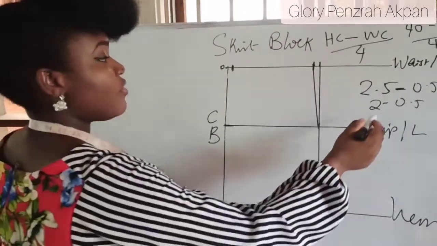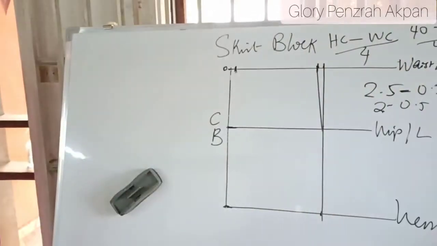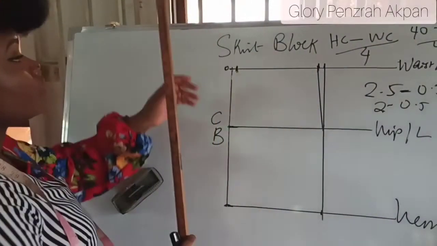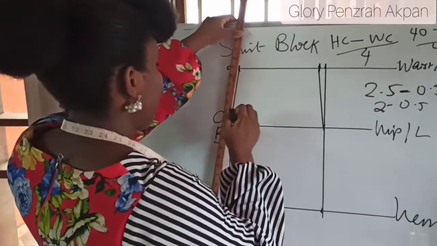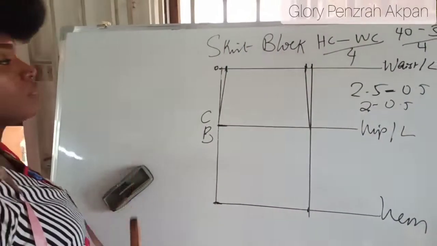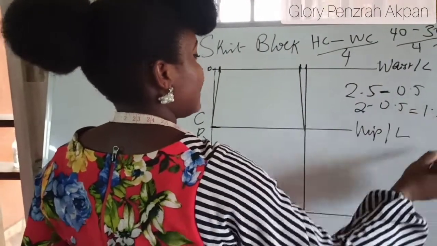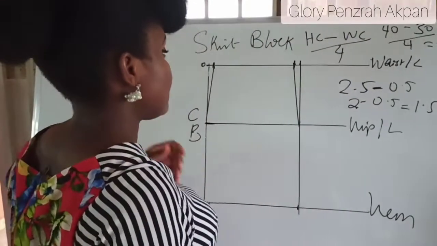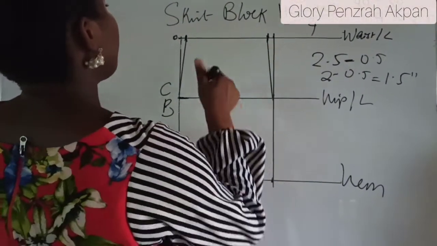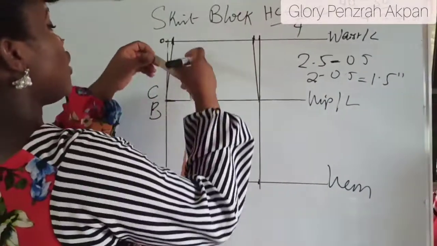So I've taken out 0.5 from 2 inches to slant the side. And using a ruler, I'm going to connect from that point to the hip line. So it means I'm left with 1.5 inch dart excess.